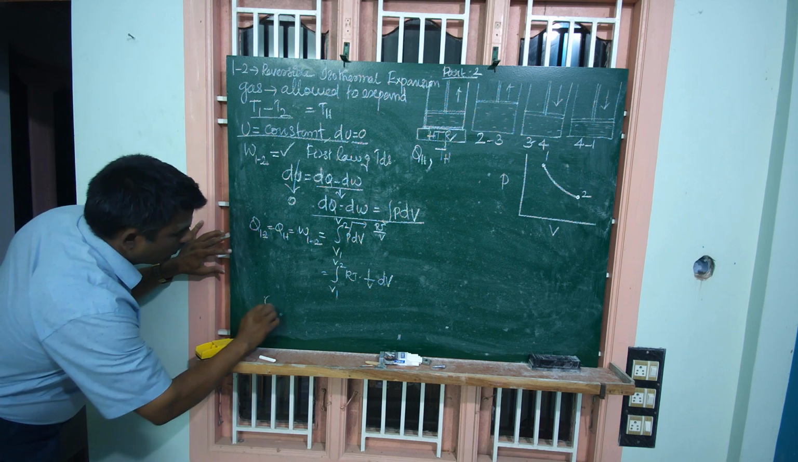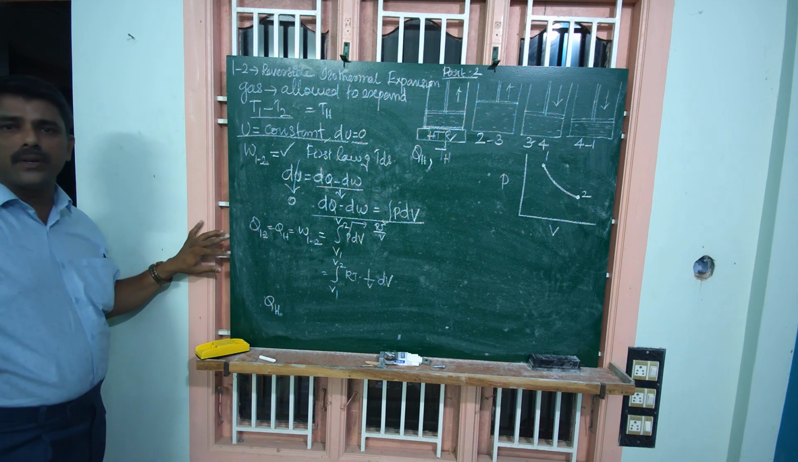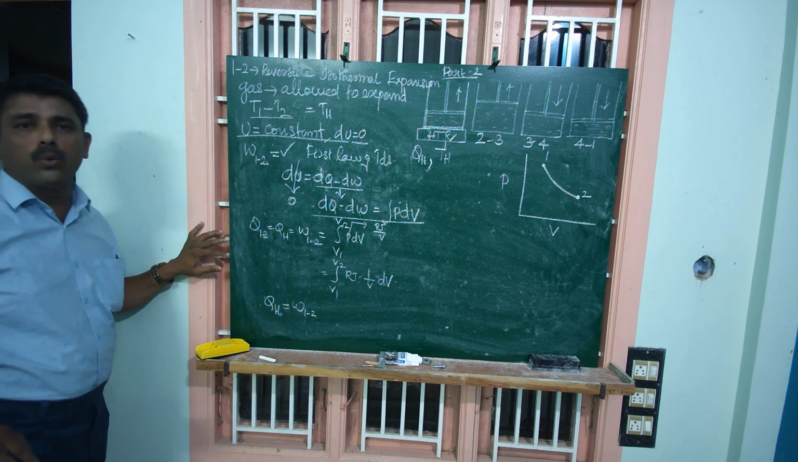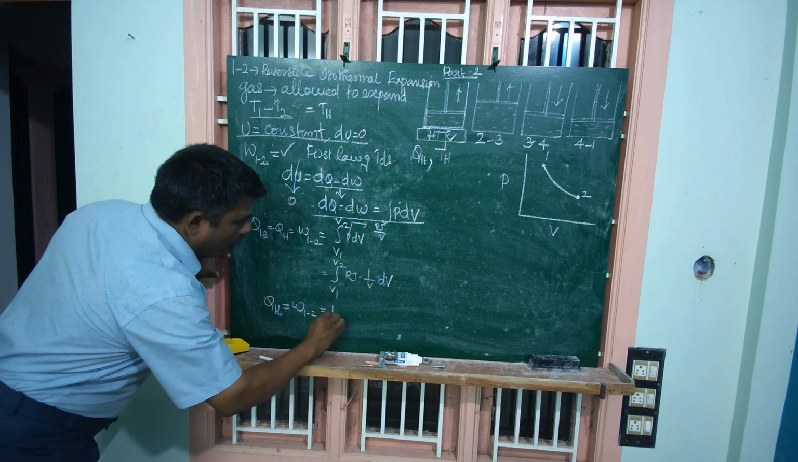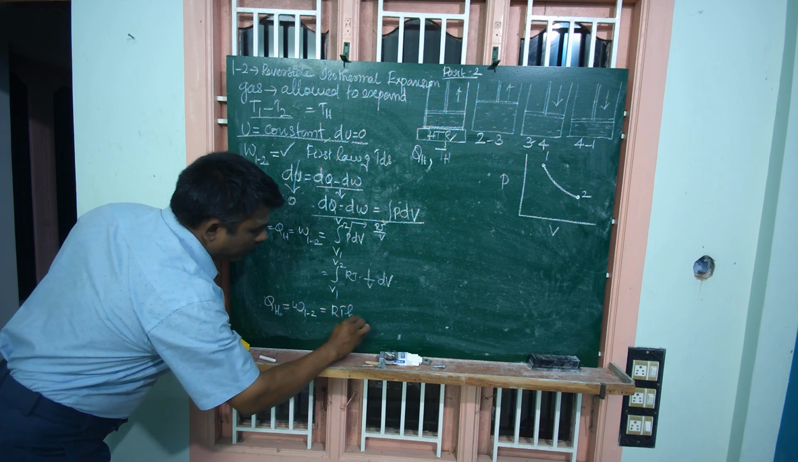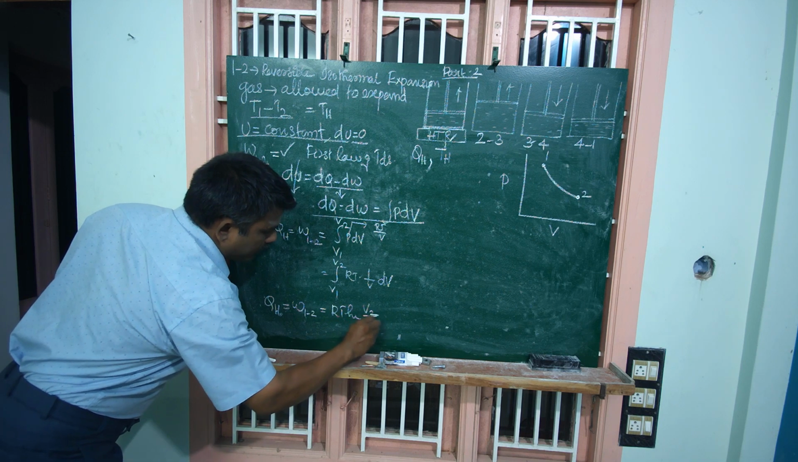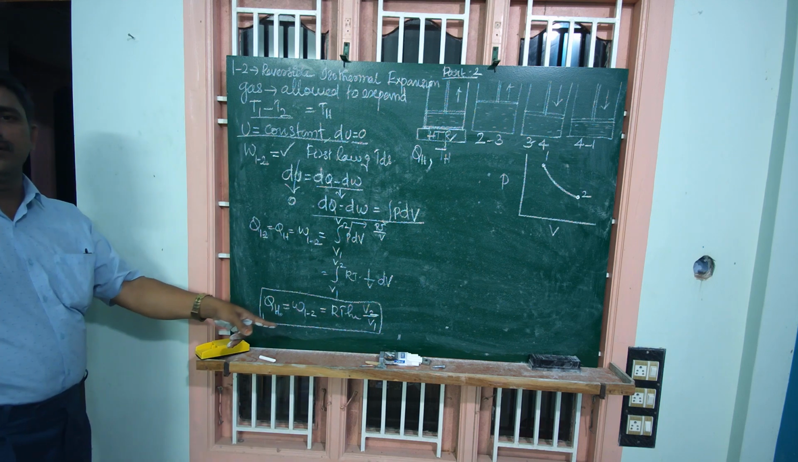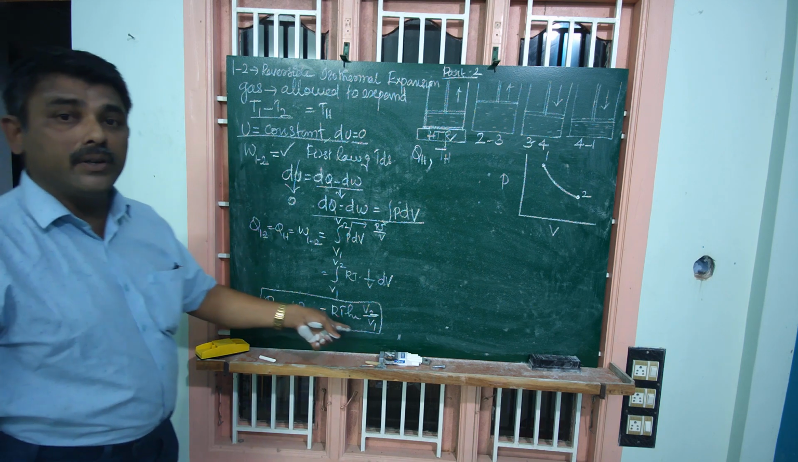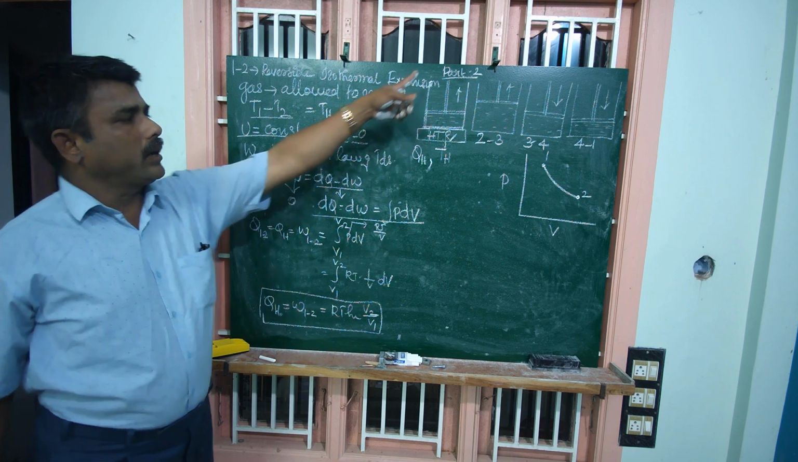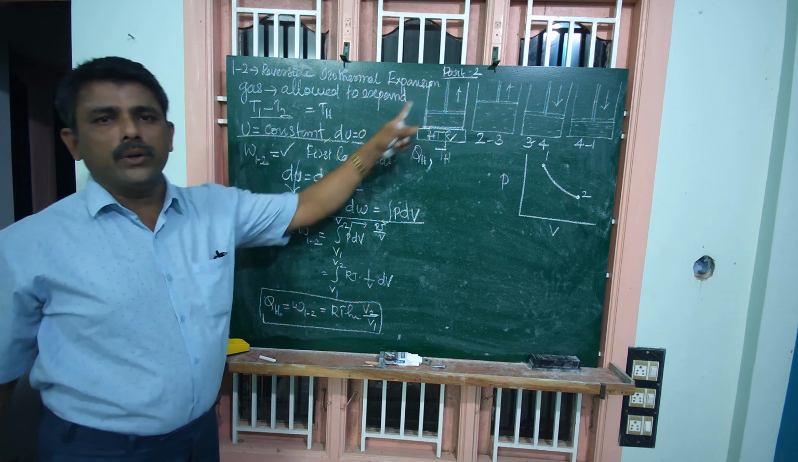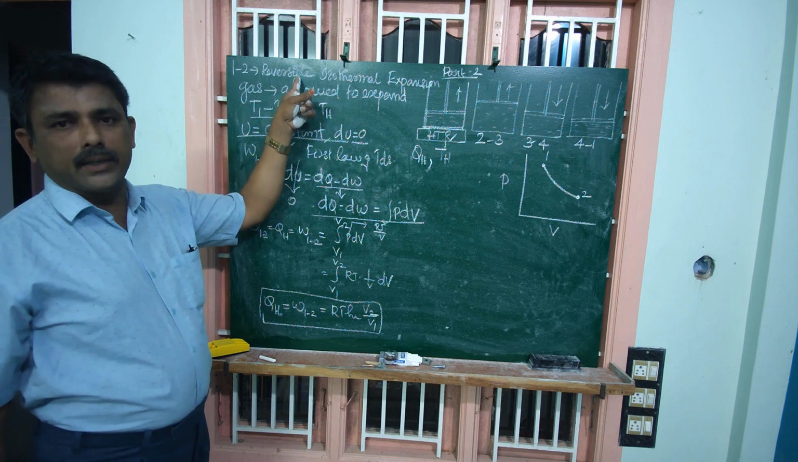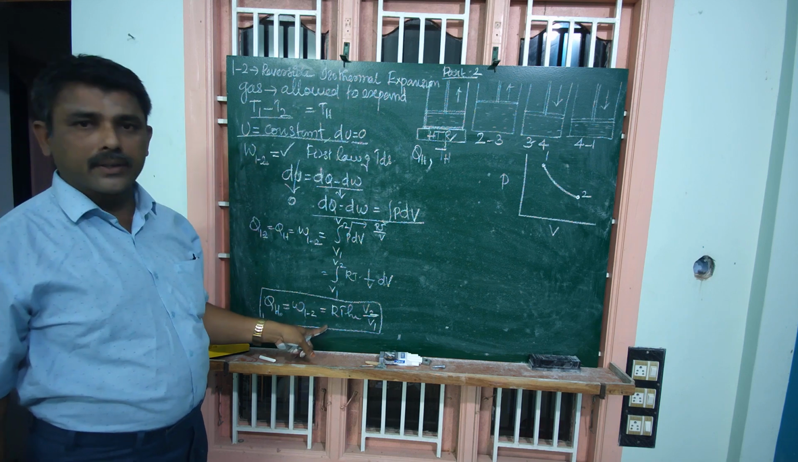So QH, the amount of heat transferred, is completely used for the expansion process. W1 to 2 is equal to RT ln V2 by V1. This is the equation we need to find the efficiency of the heat engine. In this part 2, we discussed the expansion under isothermal and reversible condition. This is the final equation.